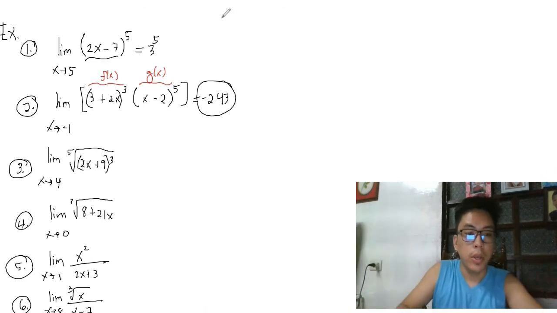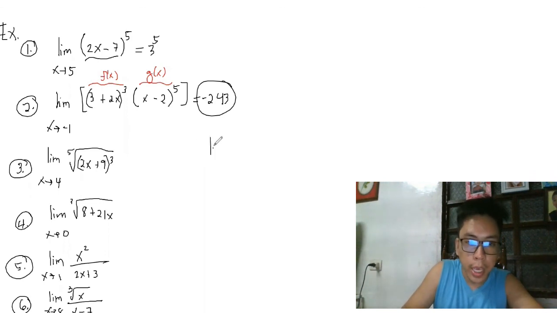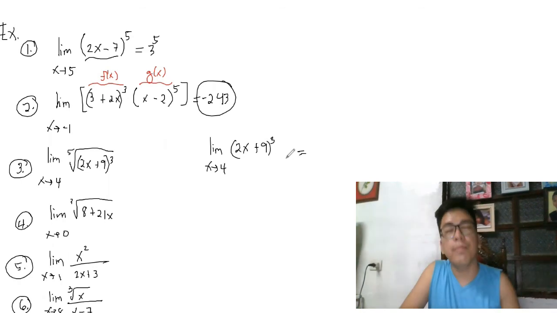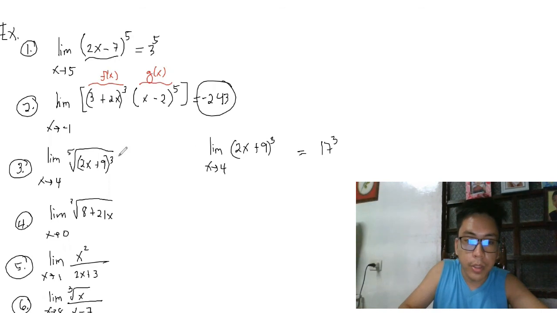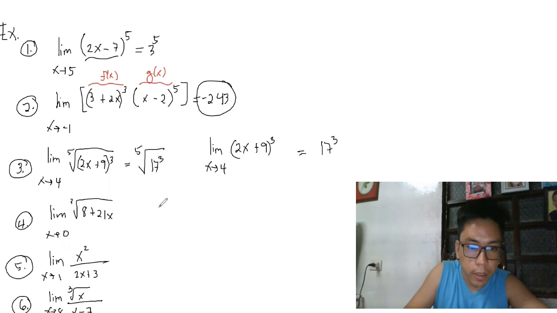That's it. Okay, so for number 3, we are only interested in solving for the limit of (2x plus 9) raised to 3 as x approaches 4. This is the same. We can have this as 8 plus 9, you get 17. So that's 17 raised to 3. Technically, this is the same as the fifth root of 17 to the 3.